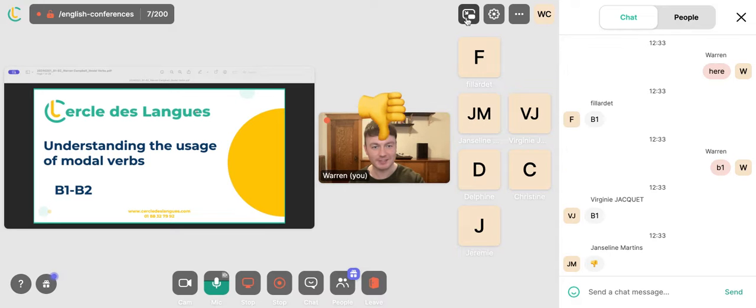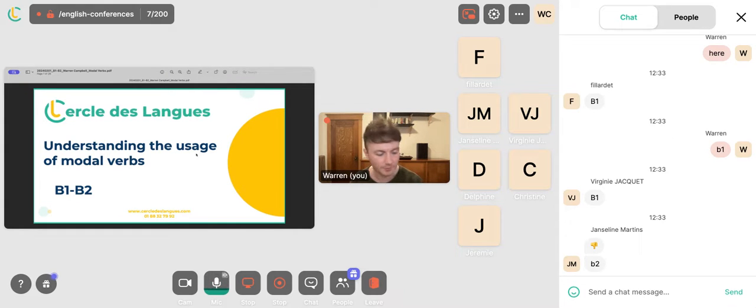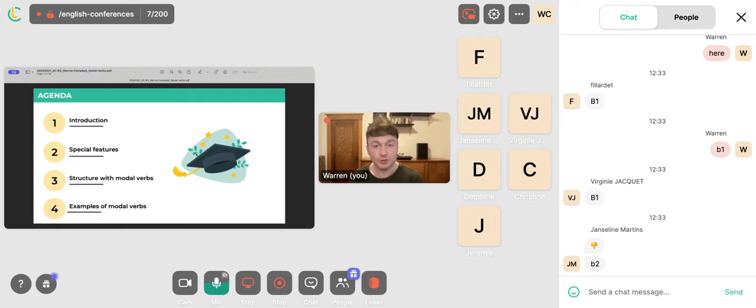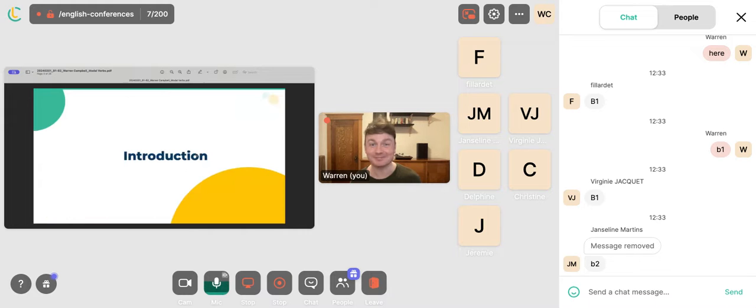So today's topic is modal verbs, understanding the usage of modal verbs. I'm going to introduce them to you, tell you what they are. We'll talk about the special features of modal verbs and sentence structure, like how we use modal verbs in sentences. I'm also going to show you a bunch of examples of modal verbs being used in different contexts. Without further ado, let's begin.